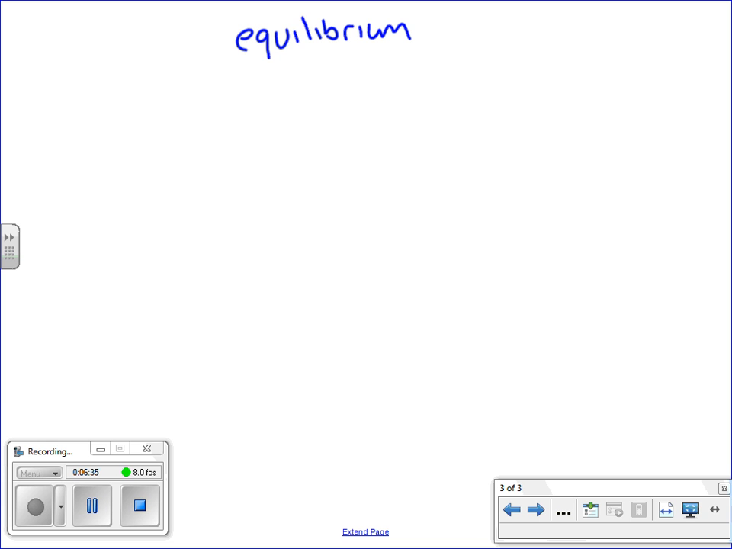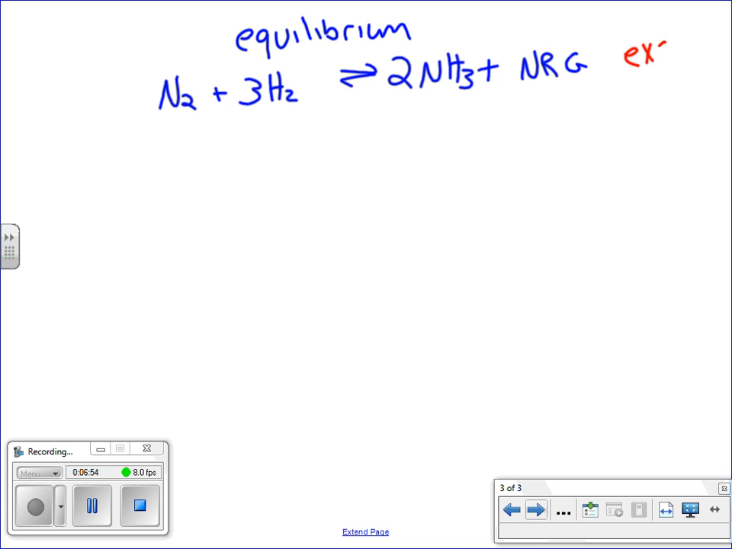Okay, here's equilibrium. Here's my favorite equilibrium reaction: N2 plus 3H2 goes to 2NH3 plus energy. This is an exothermic reaction. Why is it exothermic? It's exothermic because energy is a product. Energy is produced. That means energy leaves, okay? All of these are gases, so I will put a little G there and a little G here, okay? Everything's a gas. Now, Le Chatelier's principle.